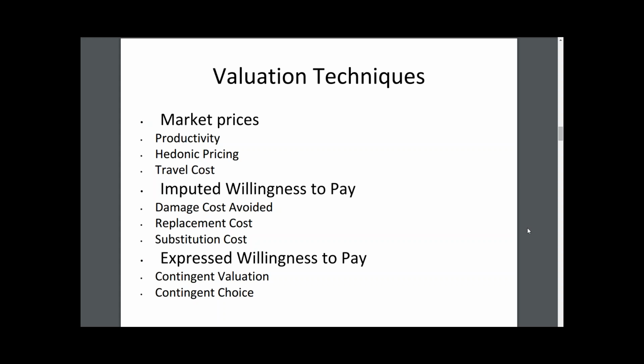And then we get into the most challenging field, but also the one that can reach the furthest and get a deeper sense of value from people. And this is expressed willingness to pay. Basically, this is asking people how much they would pay for something.